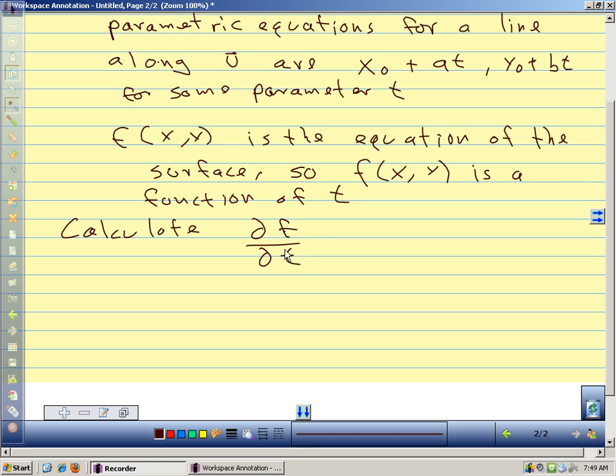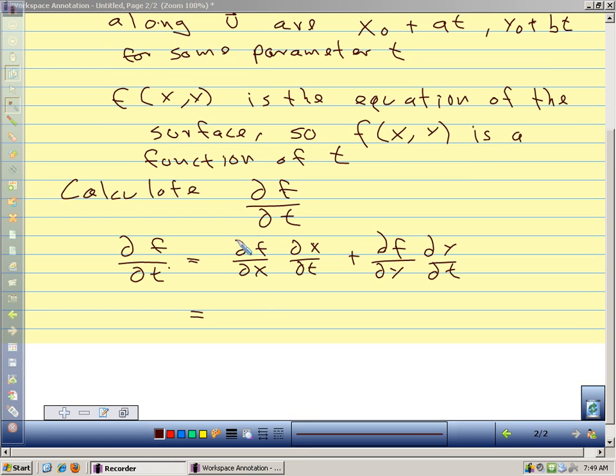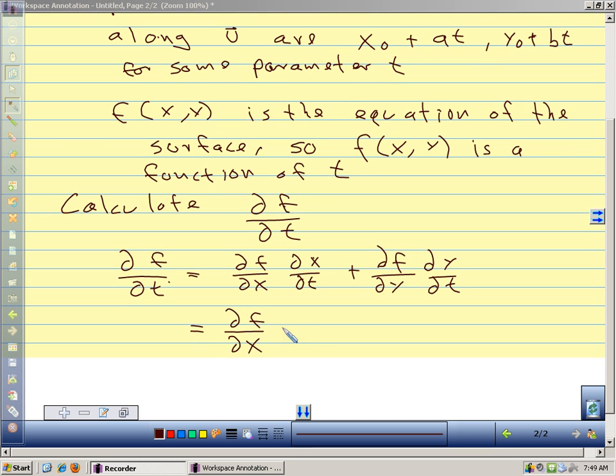So using the chain rule, now we know the chain rule for partial derivatives. We know that df dt equals df dx dx dt plus df dy dy dt. So our partial with respect to x, we were talking about any function, so that's just going to be df dx. dx dt from our parametric equation of our line is just a, plus df dy, and dy dt is just b.